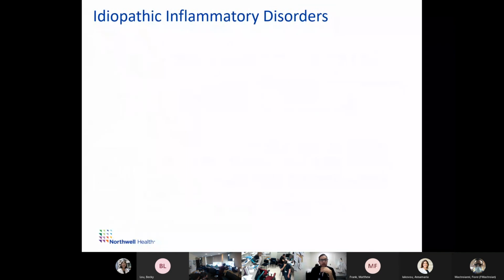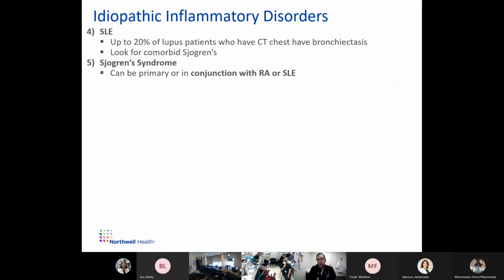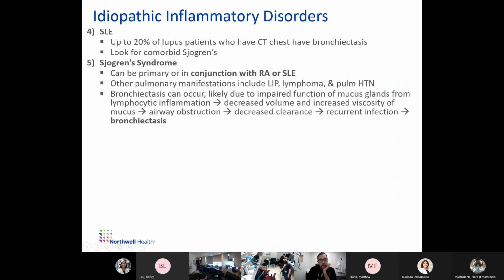I'm going to leave these pictures for you to look at later. Lupus has a high association with bronchiectasis, up to 20% of lupus patients. And it's very important in these patients with autoimmune disease, for example, lupus, who have bronchiectasis, to look for comorbid Sjogren's. Sjogren's also has a high prevalence of bronchiectasis, and it can occur in conjunction with rheumatoid arthritis and in conjunction with lupus. These patients with Sjogren's may also have LIP or lymphoma and pulmonary hypertension.